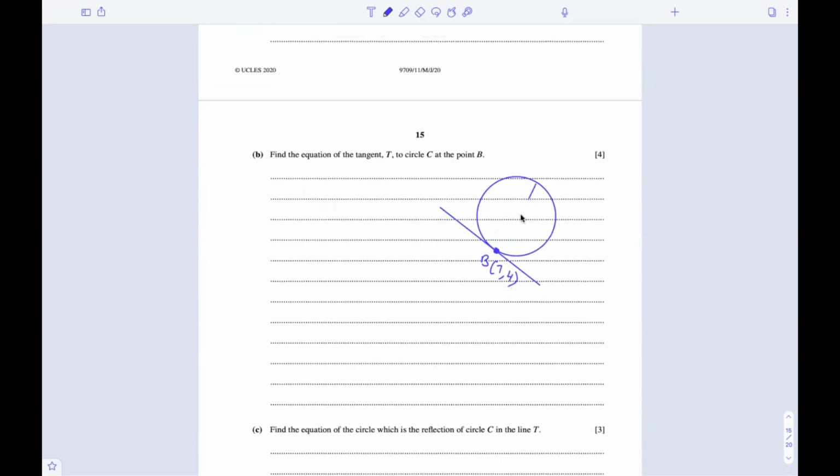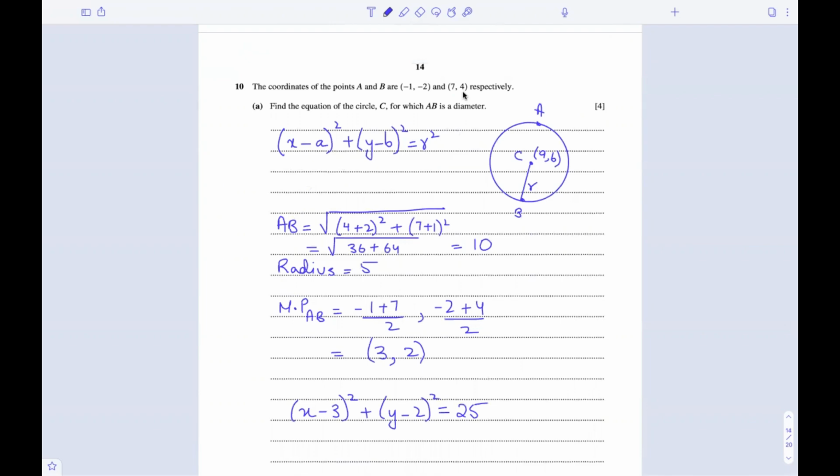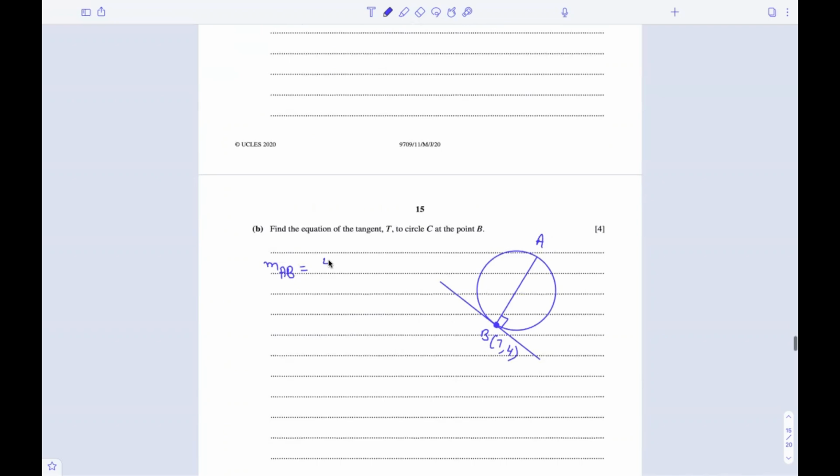For the gradient, we know that the tangent is perpendicular to the radius or the diameter. So first we can find the gradient of AB, which will be (y2 minus y1) upon (x2 minus x1). So this will become 4 minus minus 2 upon 7 minus minus 1. So the gradient of line AB will be 6 upon 8, which is 3 upon 4. The gradient of the tangent would be the negative reciprocal as it is perpendicular. So this will become minus 4 upon 3.